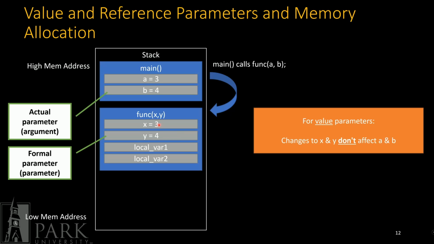So you can see here in our main function, we called function and took x, y as parameters, and we copied in 3 and 4. So we passed in a is 3 and b is 4 into x and y, and so now x is equal to 3 and y is equal to 4. So if we change the values of x and y, these are not going to change the values of a and b. And of course, local var 1 and local var 2 are just memory locations that are used within the function. Okay.